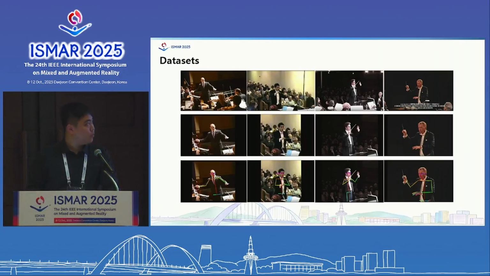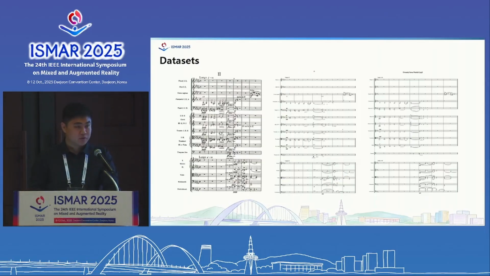We collect the video first, and then we convert it into 1920 by 1080, and also convert everything into 25 FPS. Then we use OpenPose to detect and get the pose of the conductor. For the score, we collect the PDF format or the MuseScore format. If it is a PDF, we will convert it into MuseScore by hand. It takes a long time.